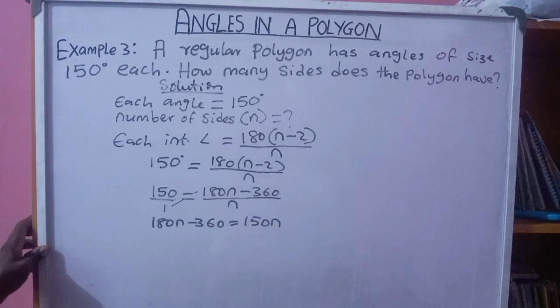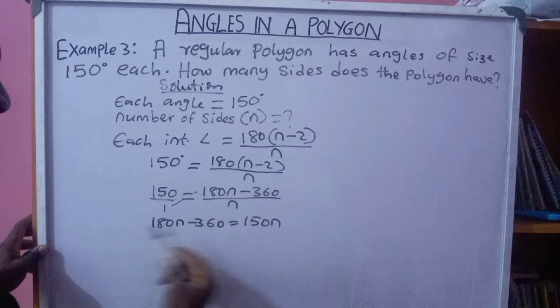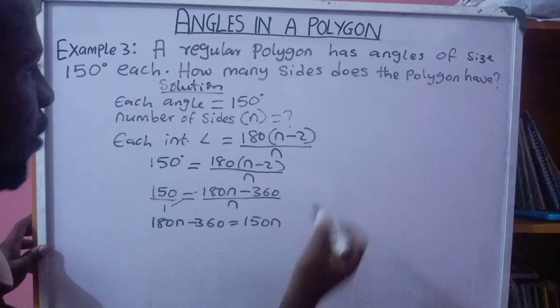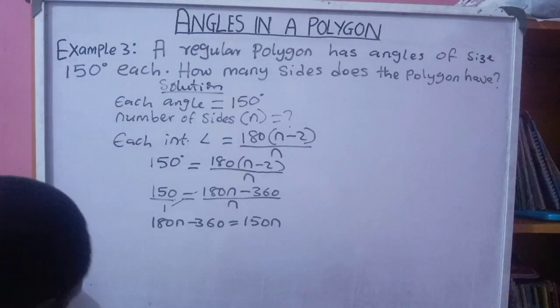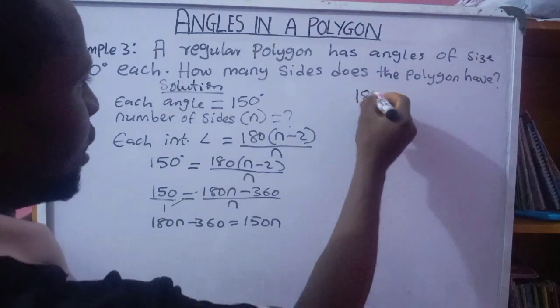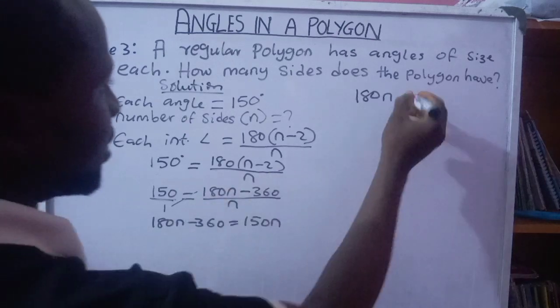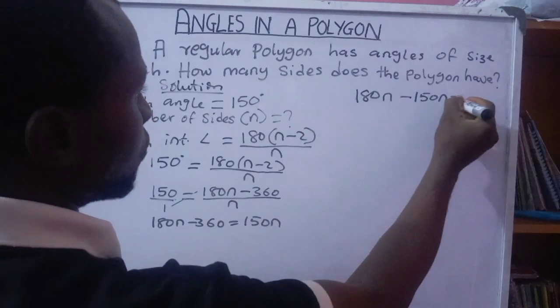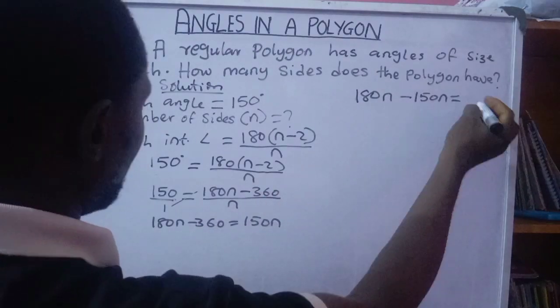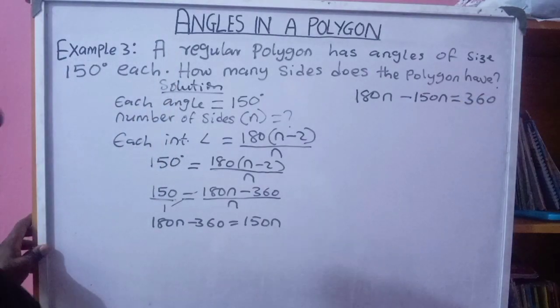All right, so what do we do next? We have to collect like terms, meaning that the ones with n will have to go to one side. So 150n we have to bring over here, and minus 360 we move over to the other side. So that will now be 180n. Then 150n moving over to this side becomes minus 150n, equal to, then minus 360 going over to the other side becomes positive 360. Now, let's continue from here.